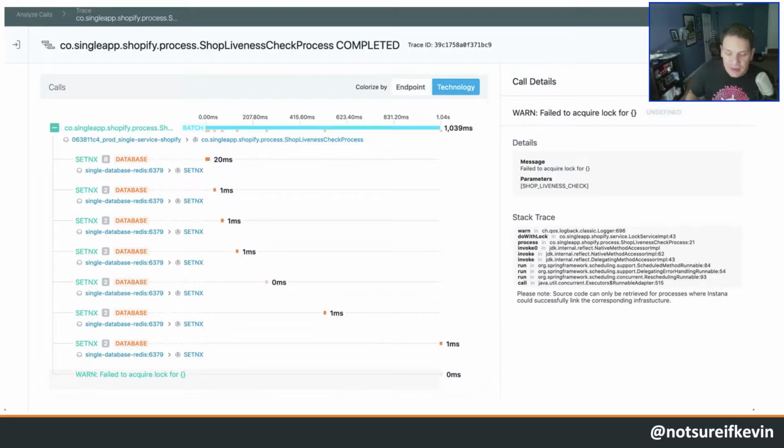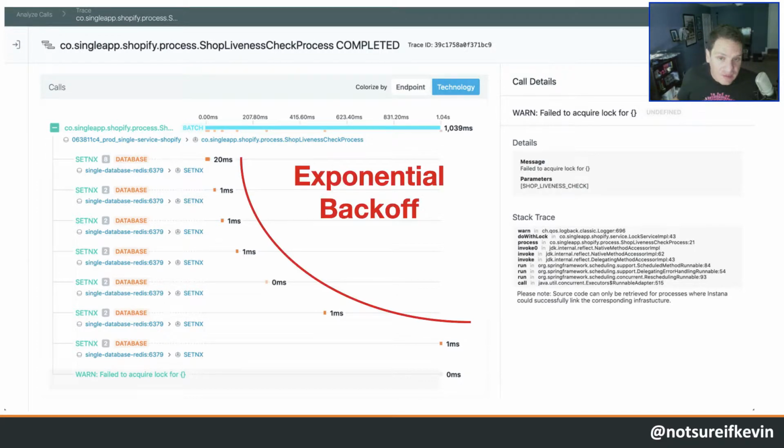Some of the other things that we were able to do with this is we were able to visualize some architecture or algorithmic approaches to problems. And one of those was setting an exponential backoff for one of our lock processes. Instead of hammering Redis to obtain a lock, we slowly back off that time, and we were able to visualize us implementing that within Instana. It made it really easy to confirm that the behavior in our application was what we expected.